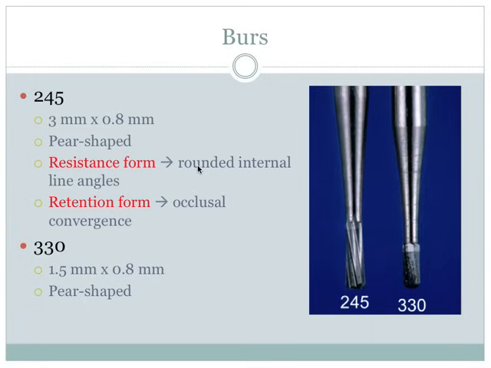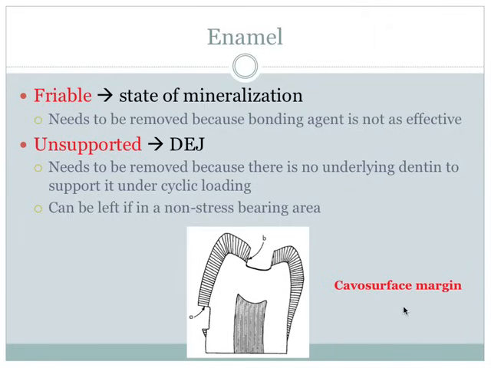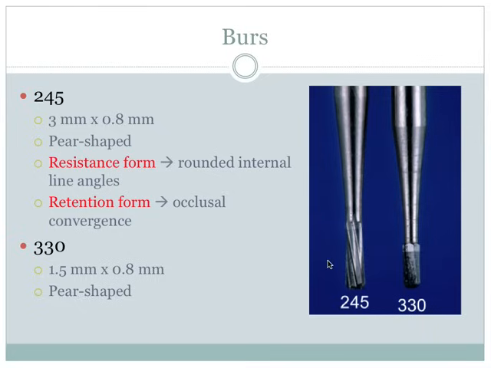Basically, the corners of your preps, the inner aspects, like these areas here in these corners, are going to be rounded, and we always want that because any internal line angles that are sharp are going to be areas where stress can accumulate and fractures can occur. So we always want to round all of our internal line angles.